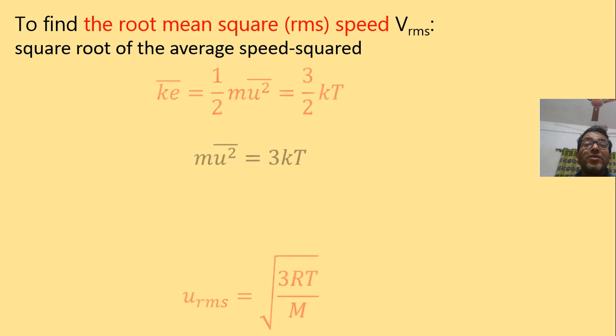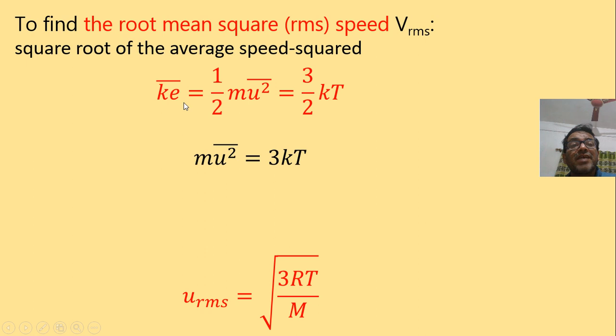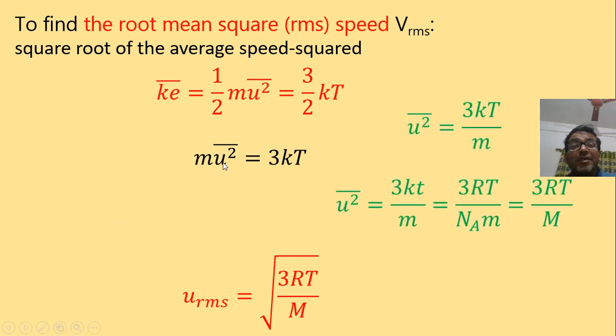To find the root mean square velocity, V RMS, we do this simple calculation. The kinetic energy bar is equal to half m u bar square, which is 3 by 2 kT. If I take the u bar square, that gives me the mean square speed, you can remember I used this term, mean square speed. The mean square speed is equal to 3kT by m, and putting in these values we get 3RT by M.